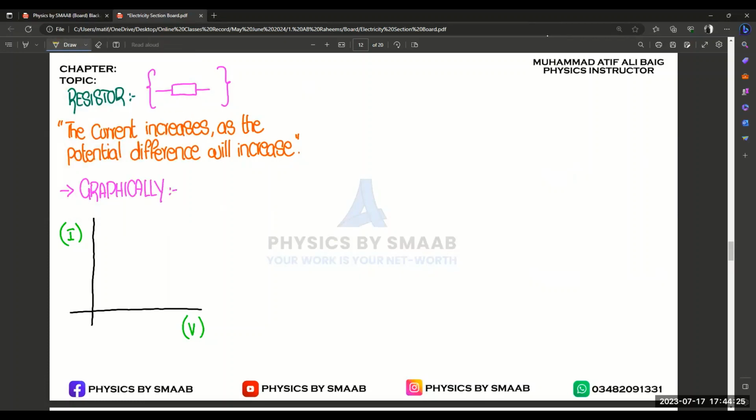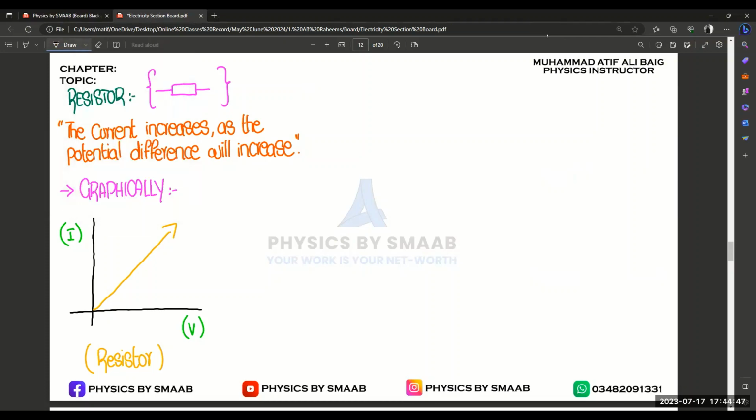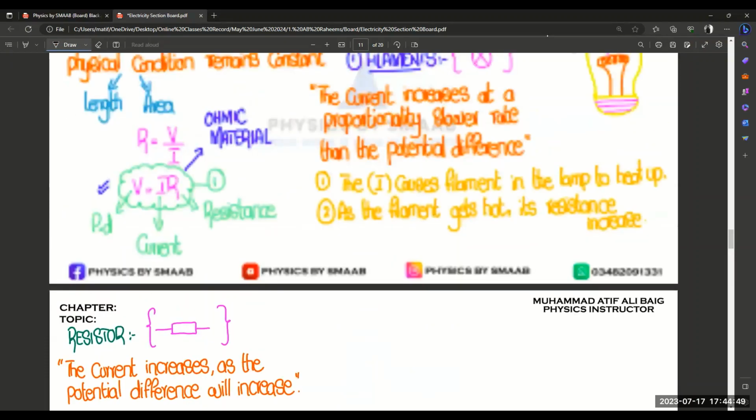So what will be the graphical representation? There will be a straight line because the quantities are going to increase with an equal ratio, right? That is the resistor. And if we talk about the second graph, that is related with what? The filament, right?